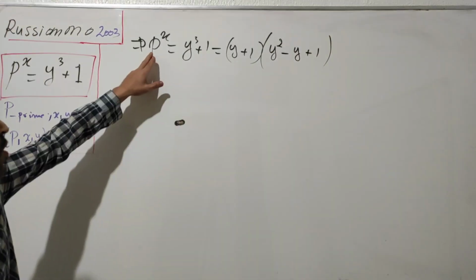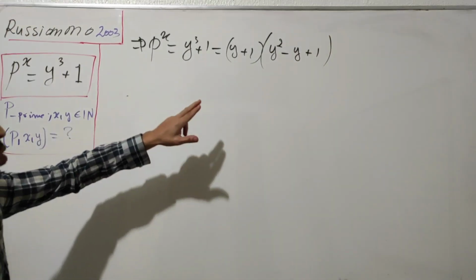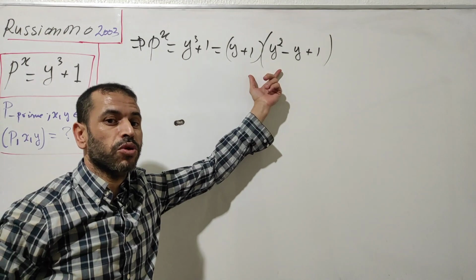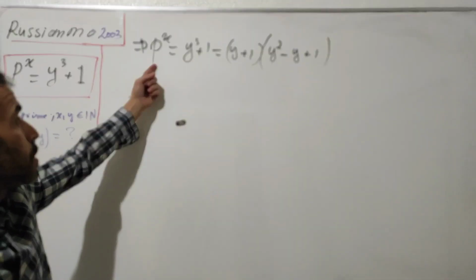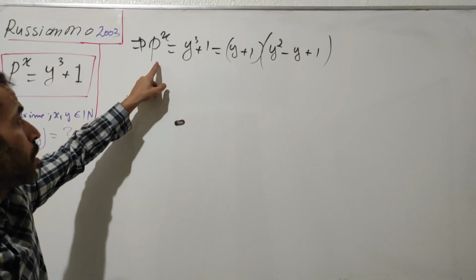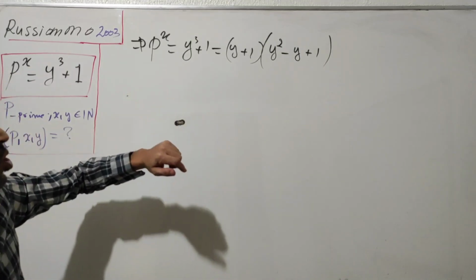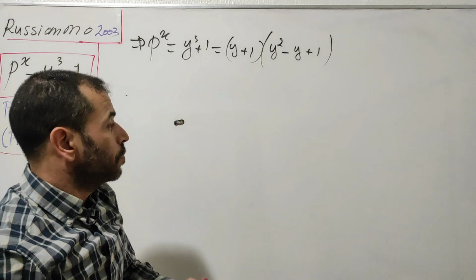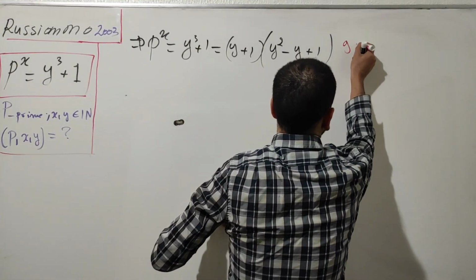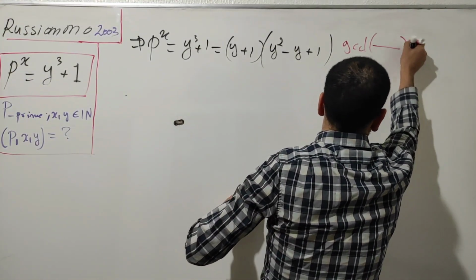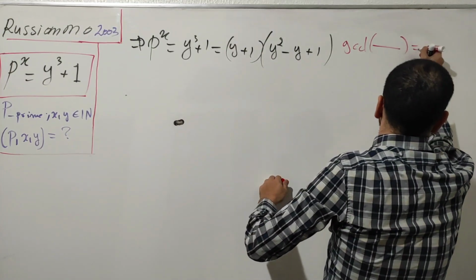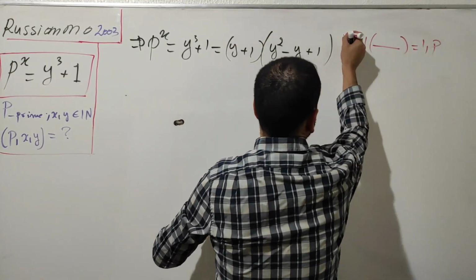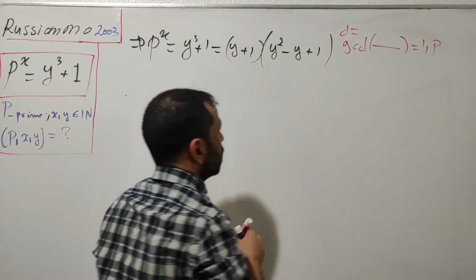Okay, we know the left hand side of this equation is divisible by p, which means the right hand side of this equation must be divisible by p as well. So since p is a prime, the GCD equals 1 or p itself. So I get the GCD of these two terms, this one and this one, equals 1 or p. Let's set this equal to d as the GCD.